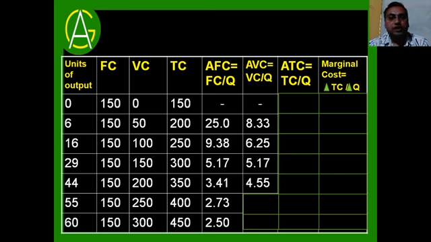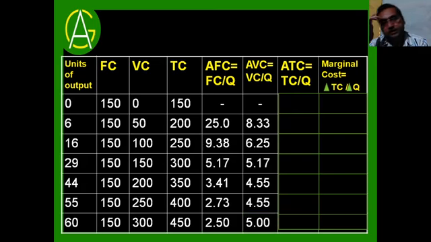Then 250 divided by 55, that is 4.55, and then 5.00. Now you can see the behavior of average variable cost. Average variable cost starts decreasing, and here it reaches the minimum point, and after reaching the minimum point it again starts increasing. So this cost curve, the average variable cost curve, will be a U-shaped curve.